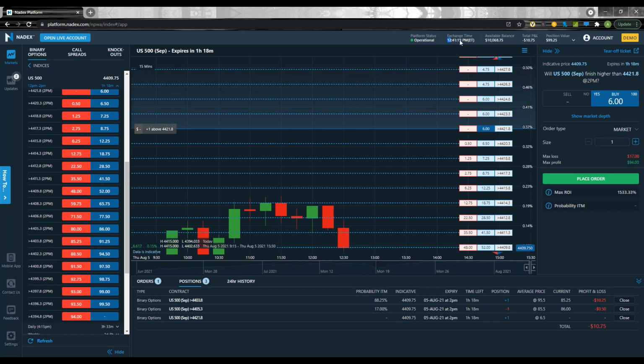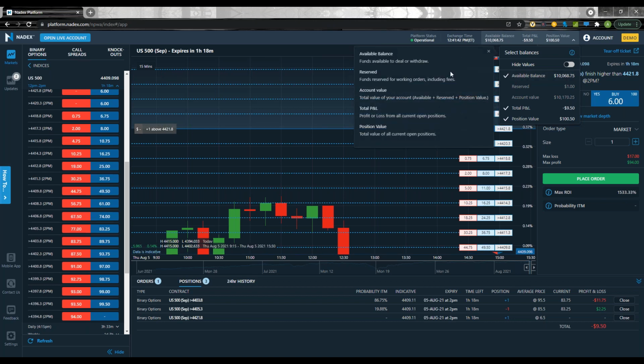Moving on over, we have the exchange time, pretty self-explanatory. Remember, always Eastern time. We have our available balance, our total P&L, and our position value. And actually, if you click down off of this, you can change different values, right? So if you don't want your available balance, you can go over to show your reserve, your account value. And if you ever don't know what these are, we have a little information bubble here. You can click this and say, okay, my available balance is the funds available for withdrawal, reserve is funds reserved for working orders and fees, etc. So if you're ever unsure what this is, you can always go over here and look at them.